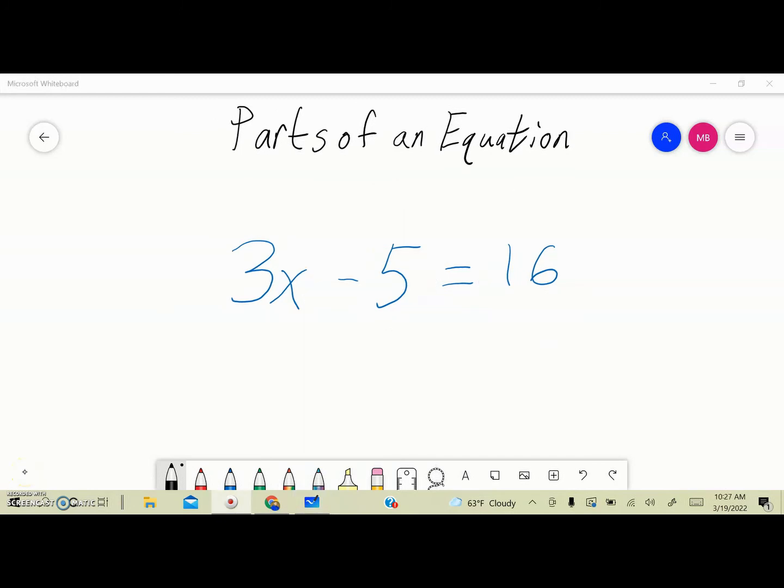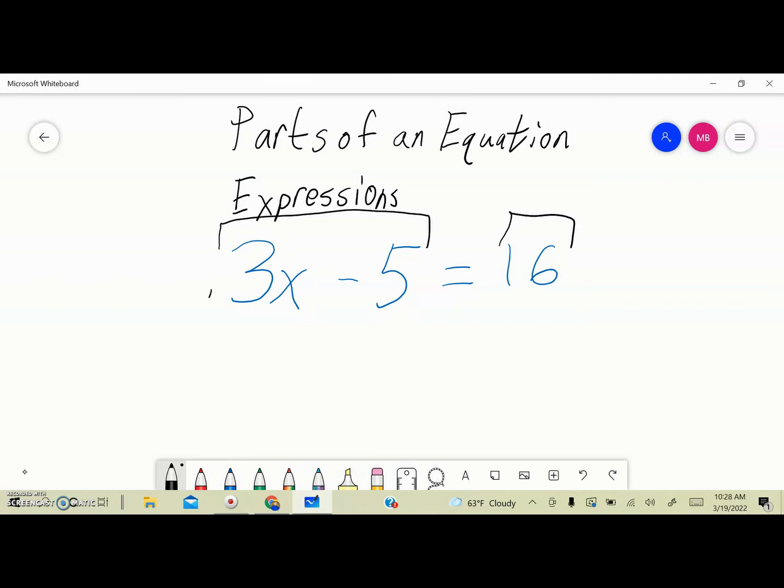The last two things I want to discuss are what is separated and created with the use of the equal sign. So on both sides of the equal sign, we have expressions. Expressions are algebraic sentences that don't have an equal sign. Okay, so both sides are expressions. Even if it is just one term, like our example with 16, it's still an expression.